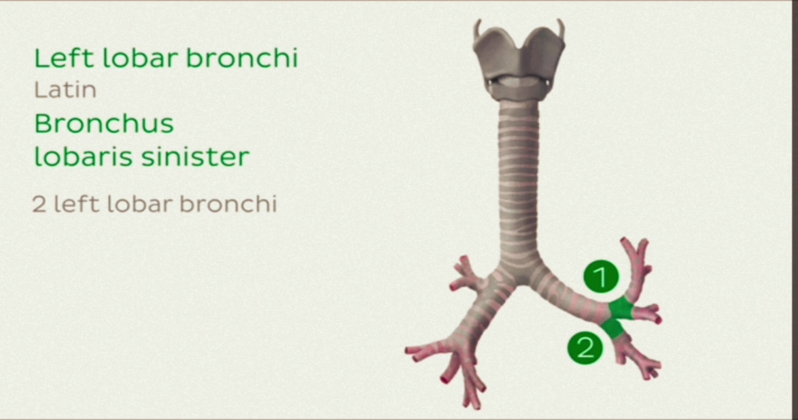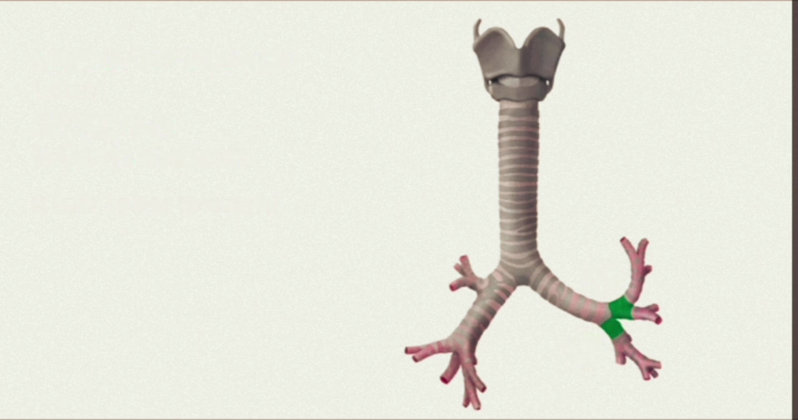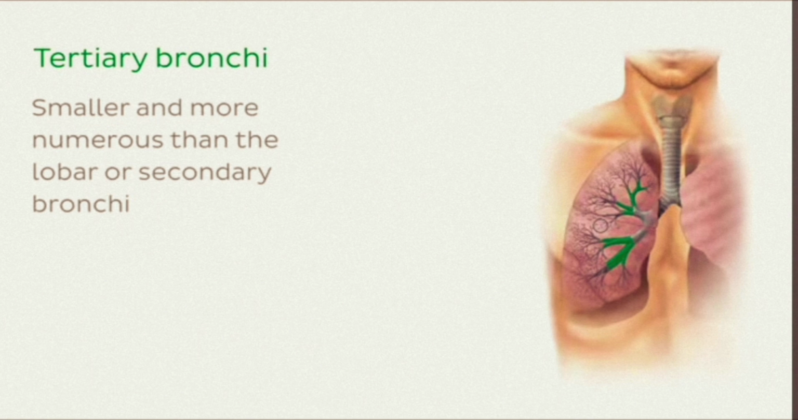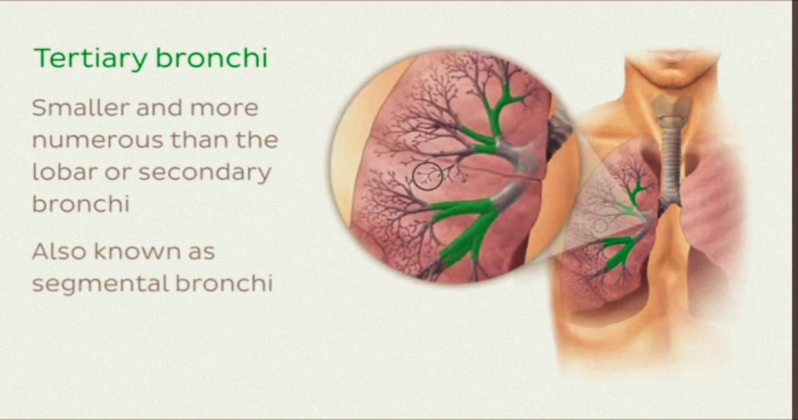The lobar branches further divide into even smaller air passageways, tertiary bronchi, which we will look at next. And here are the tertiary bronchi. These are smaller and more numerous than the lobar or secondary bronchi and travel to the segments of each lobe of the lungs. Due to this, they're also called segmental bronchi. If we look more closely at this zoomed-in part of the image, you can see segmental bronchi in the right lung, highlighted in green.